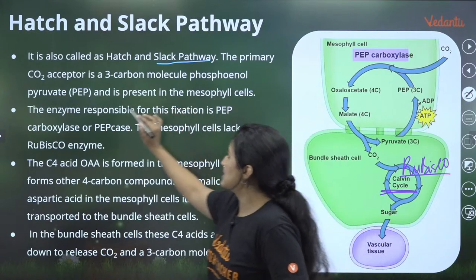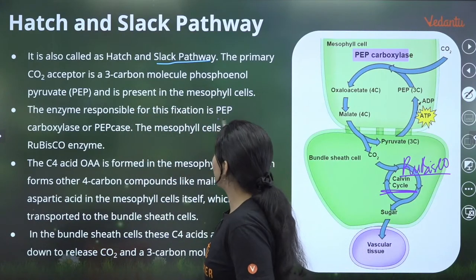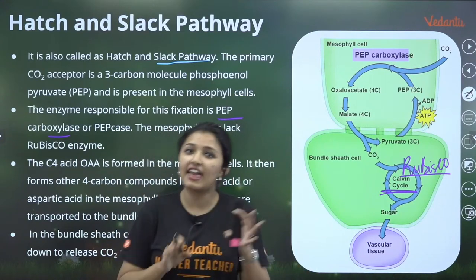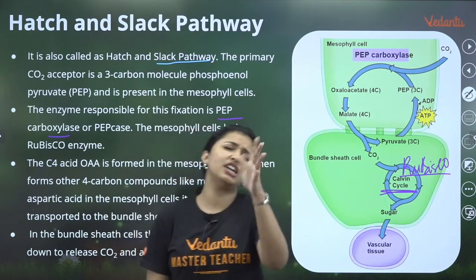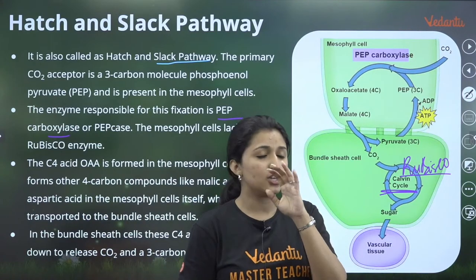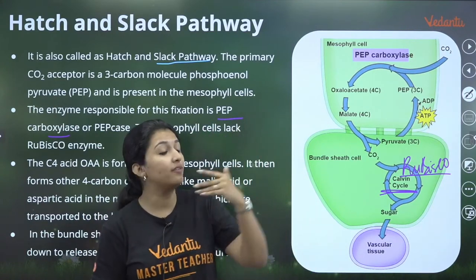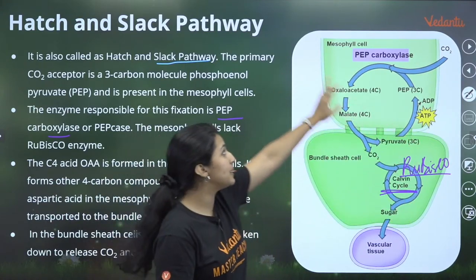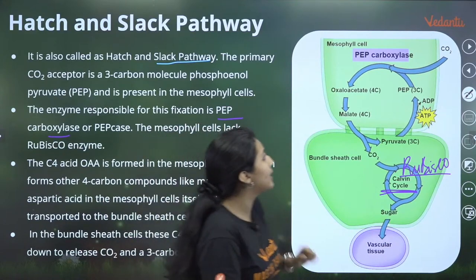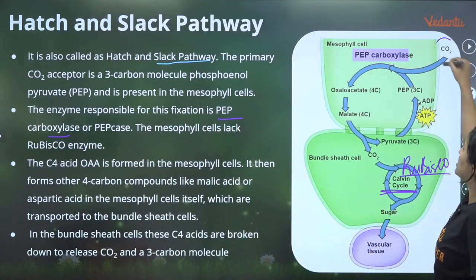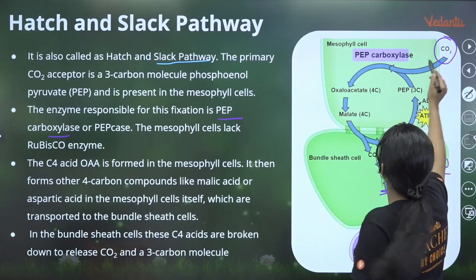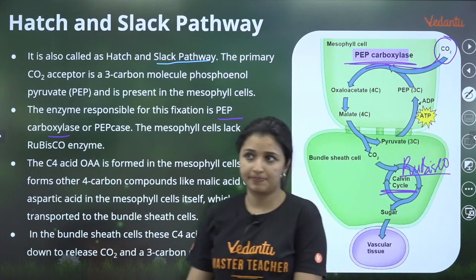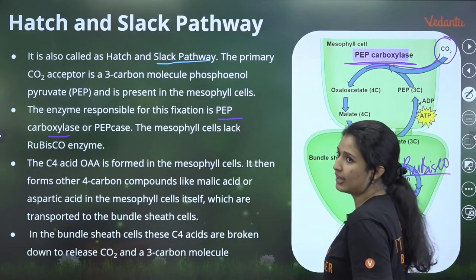Anyways, the enzyme responsible for this fixation is PEP carboxylase. So here, they have a different carbon dioxide acceptor and a different enzyme. They said, no, we can't do with Rubisco. Rubisco is not useful now; it'll always run away with oxygen. So let's put Rubisco into jail and bring somebody else. Here, what happens is they take carbon dioxide and it is fixed with the help of an enzyme called PEP carboxylase.